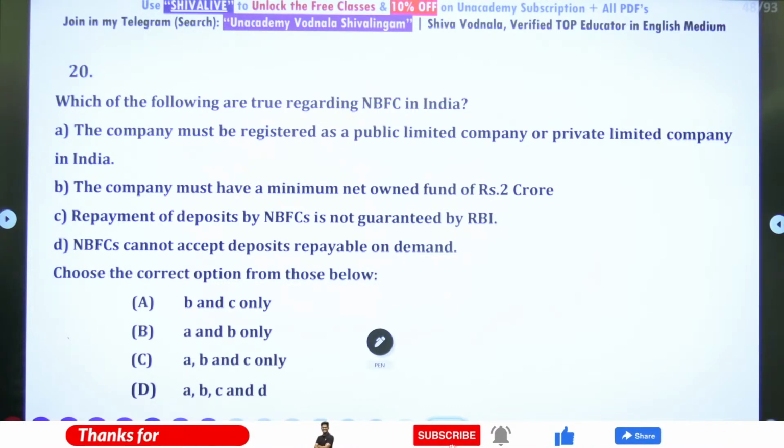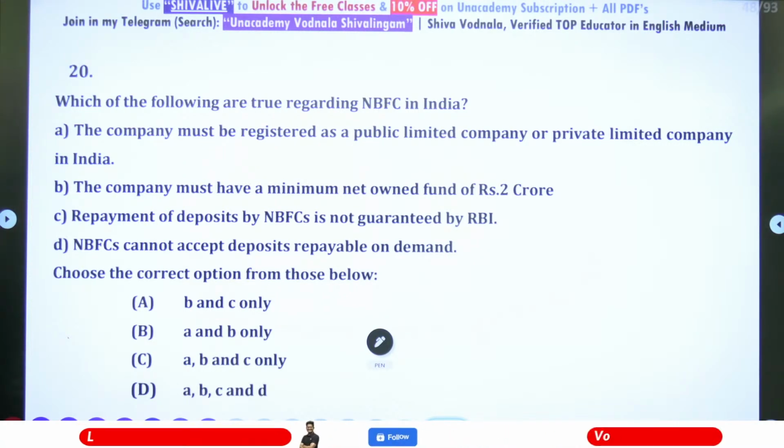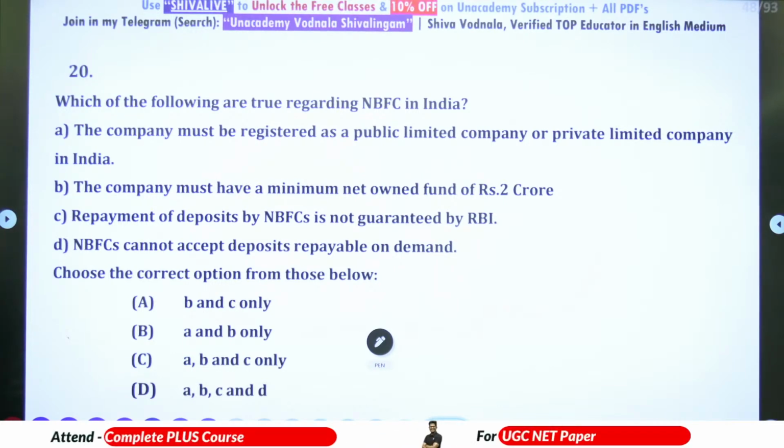Which of the following are true regarding NBFCs in India? The company must be registered as a public limited company or private limited company in India. The company must have a minimum net owned fund of 2 crore. Repayment of deposits by NBFCs is not guaranteed by the RBI. NBFCs cannot accept deposits repayable on demand.